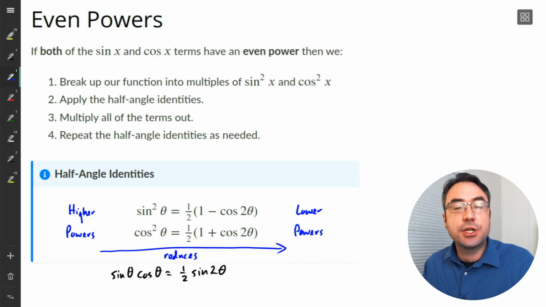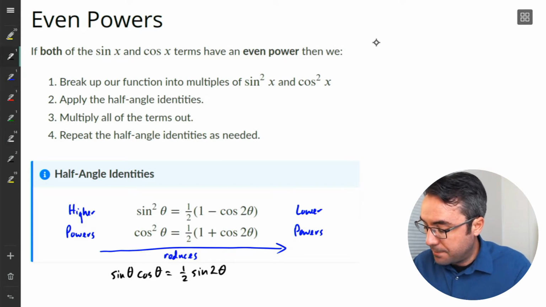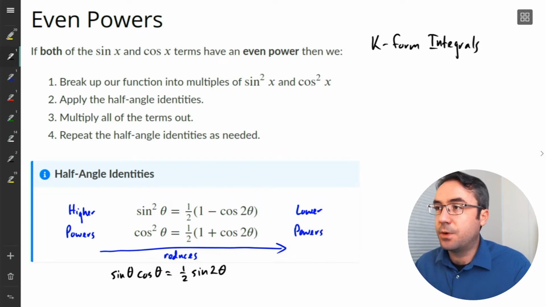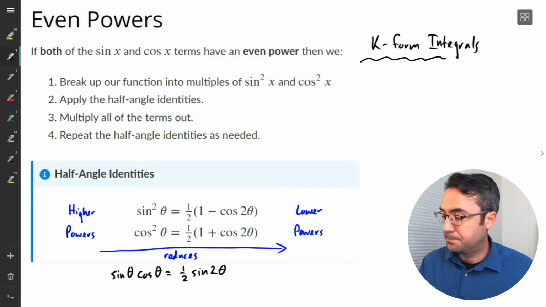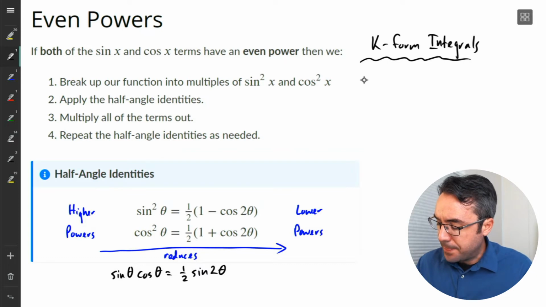All right, so now we're seeing something here, cosine of 2 theta, sine of 2 theta. These things are going to show up. And it's helpful to remember our k-form integrals, because we're going to be using these quite a bit. So what were they? We've mentioned these before.